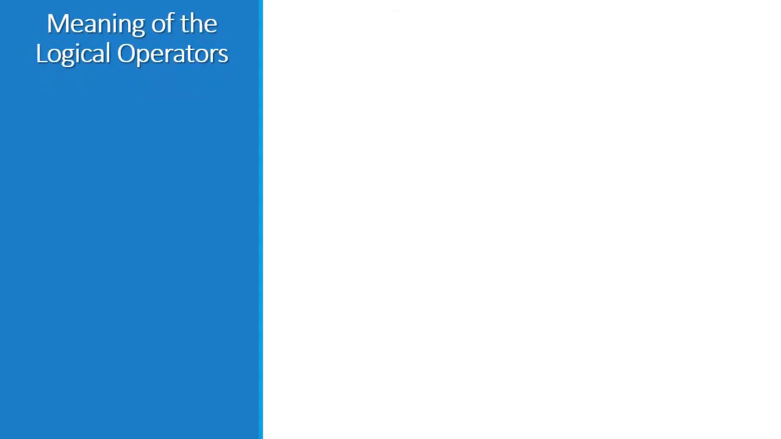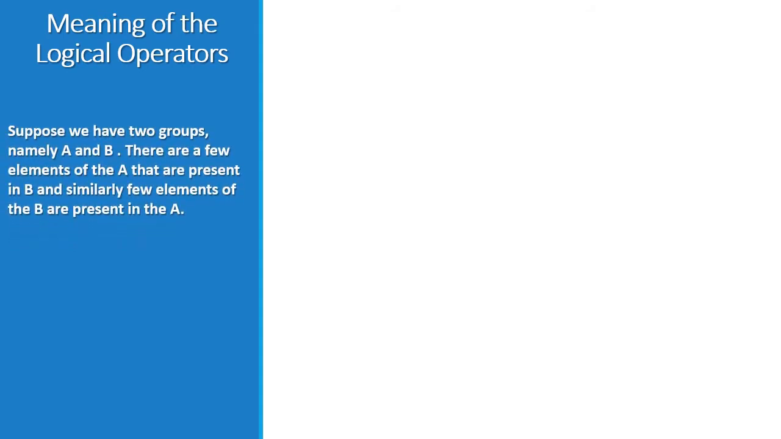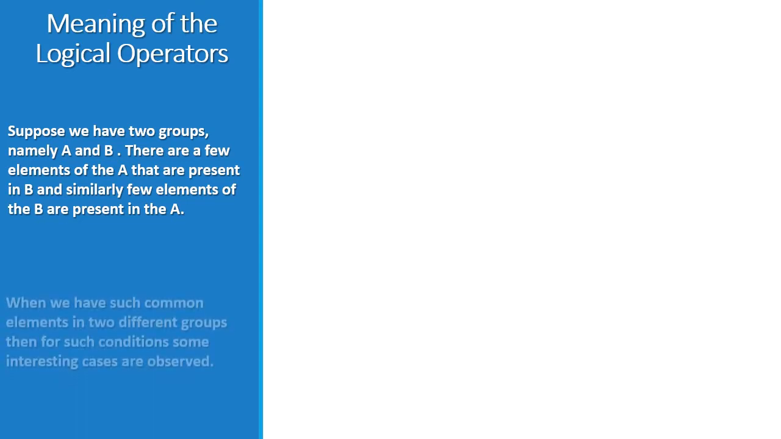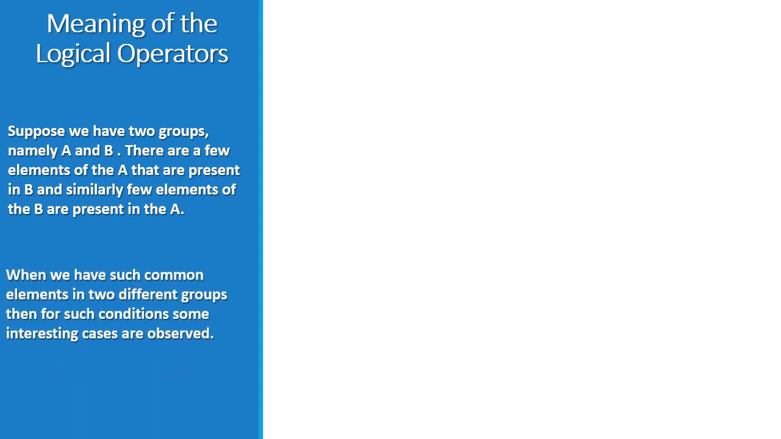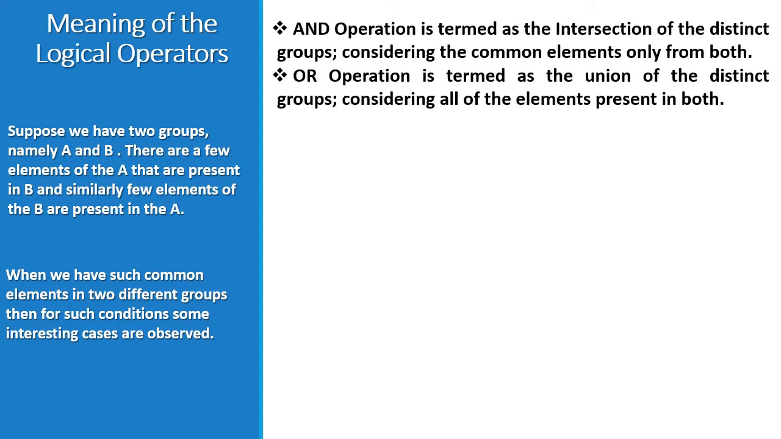Friends, logical operators are a very important type of operators in any programming language. That's why it becomes very important to understand the meaning of logical operators. Suppose we have two groups, namely A and B. There are a few elements of A that are present in B and similarly a few elements of B that are present in A. When we have such common elements in two different groups, some interesting cases are observed. AND operation is termed as the intersection of the distinct groups, considering only the common elements from both. OR operation is termed as the union of the distinct groups, considering all the elements present in both.